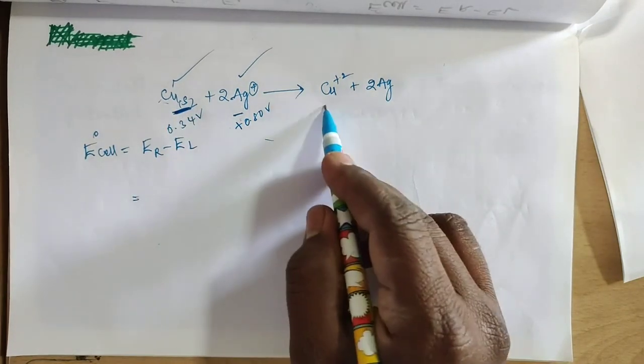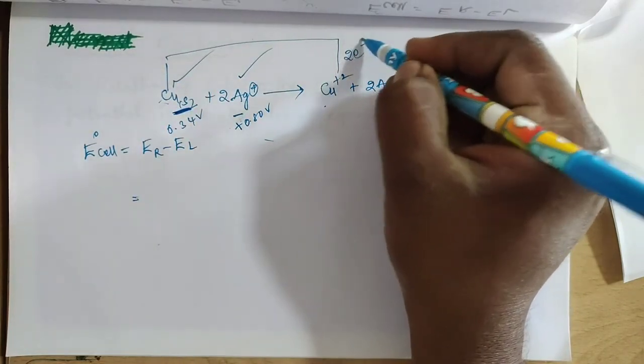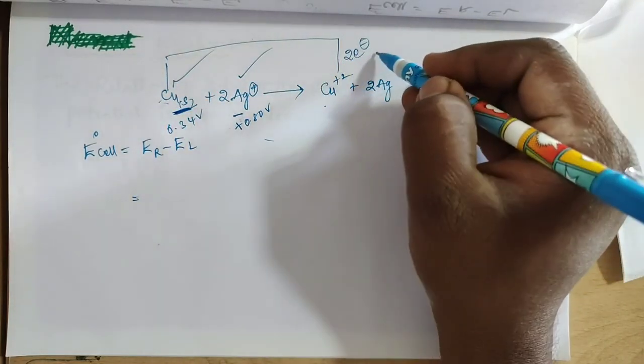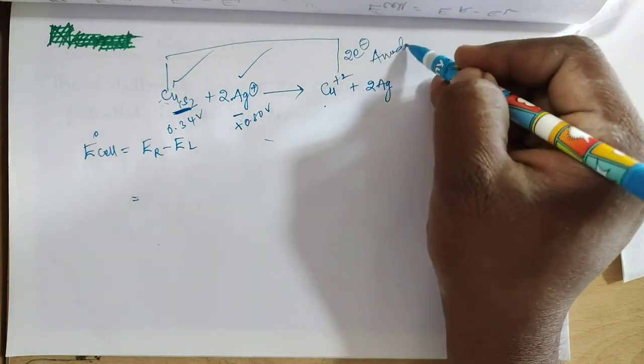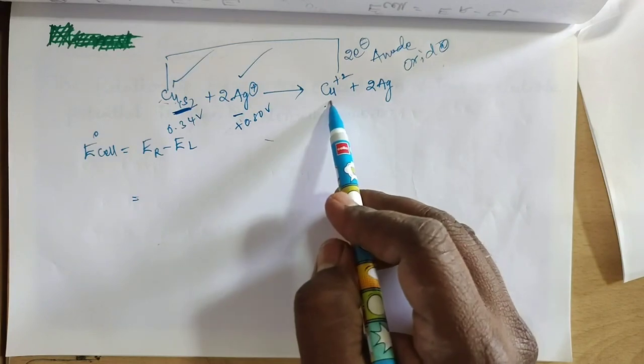Cu is converted to Cu plus 2. In that, liberation of 2 electrons is there. So that means it acts as an anode. Why? Because in this, oxidation takes place. Cu is converted to Cu plus 2, loss of electrons.